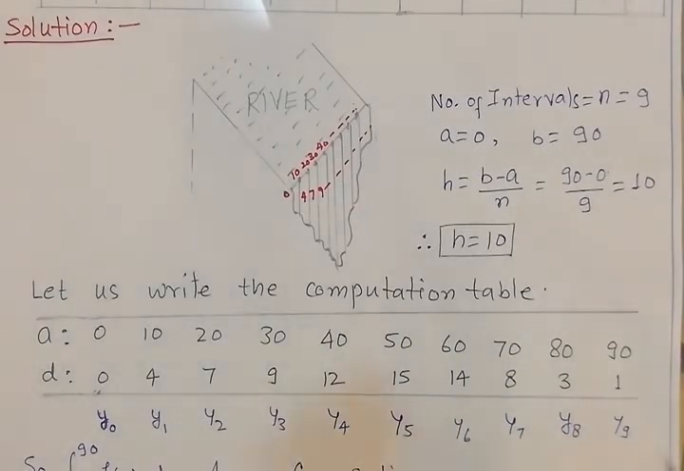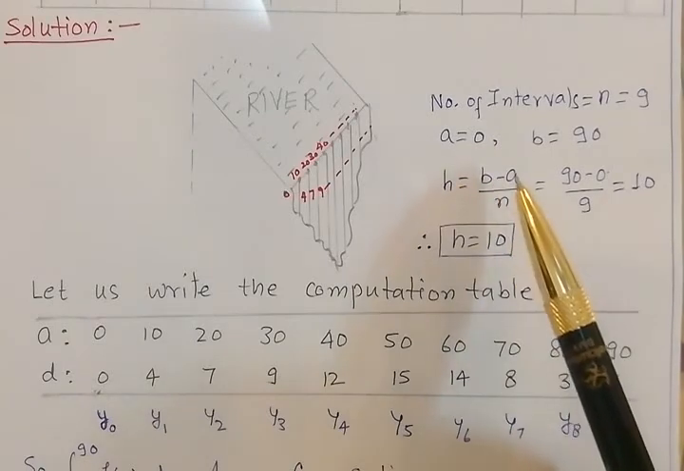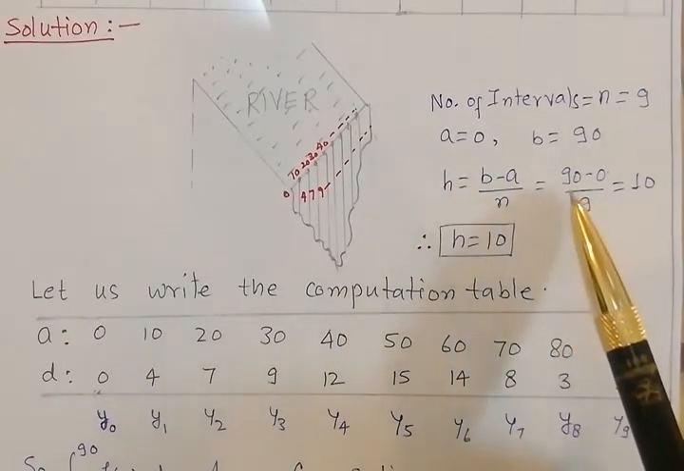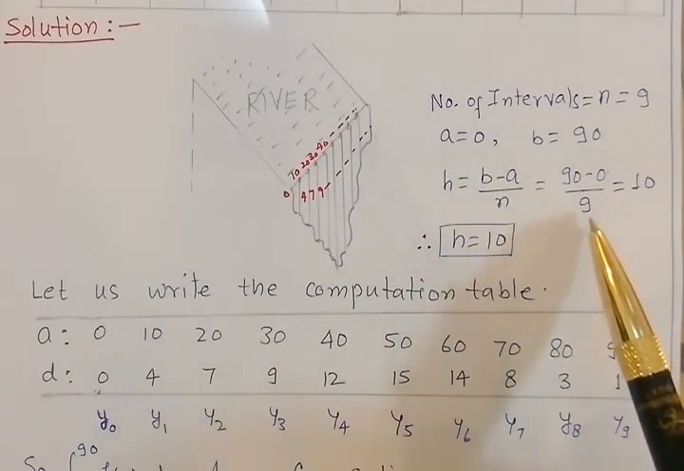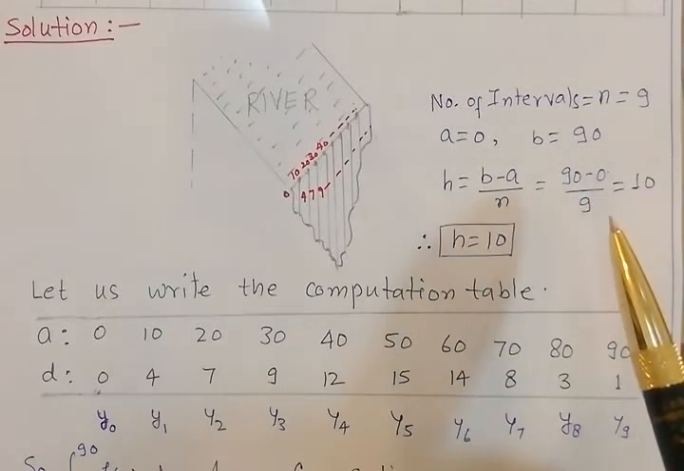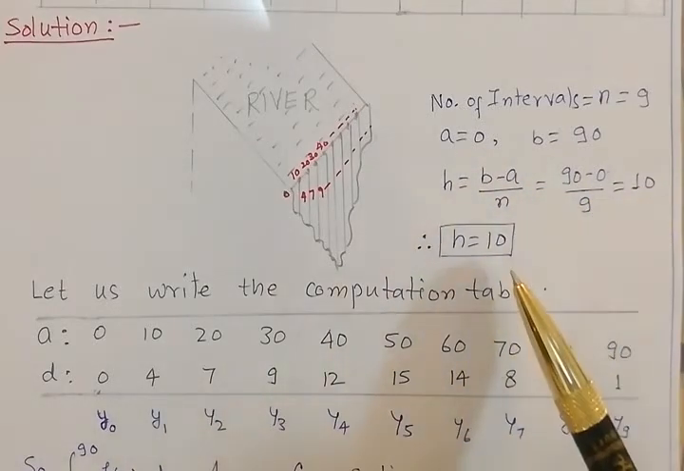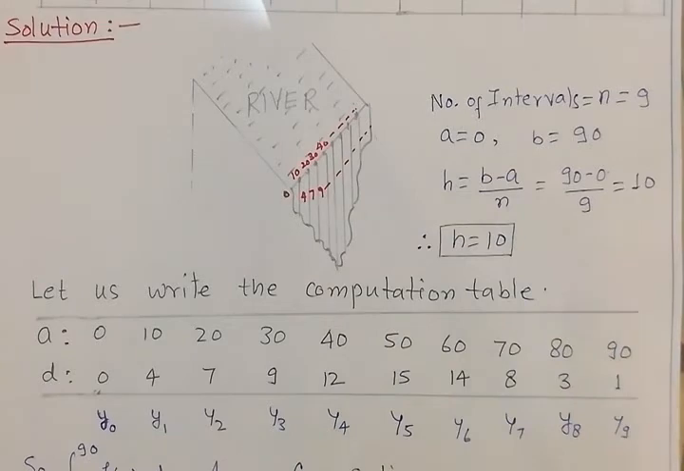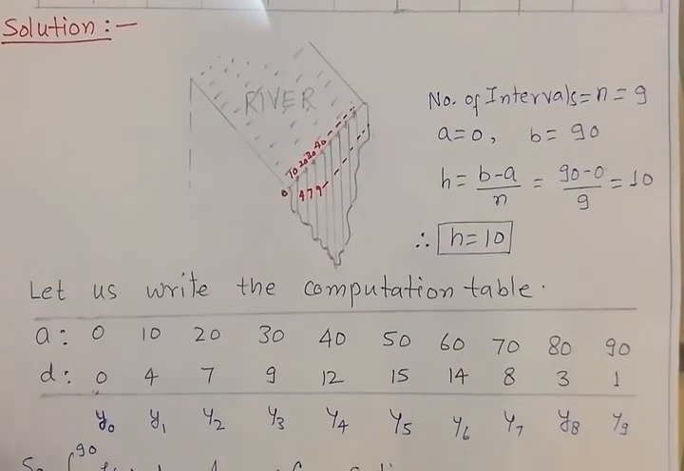Let us find out the value of h by putting the values of b, a and n. b is 90, a is 0, n is 9. So 90 divided by 9 is equal to 10. So h is equal to 10. But we can directly find out h is equal to 10 also. You can see the difference between the intervals: 10 minus 0, 10. 20 minus 10, 10. So this is called the width of the interval, which is h. So h can directly be calculated.